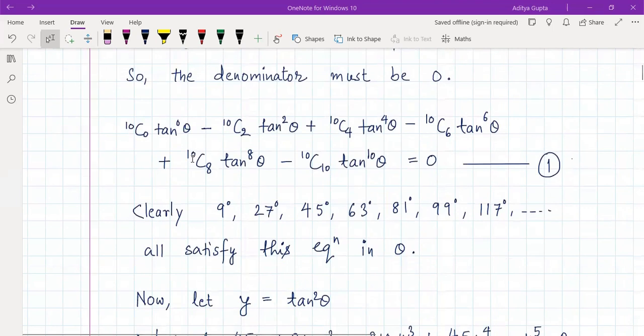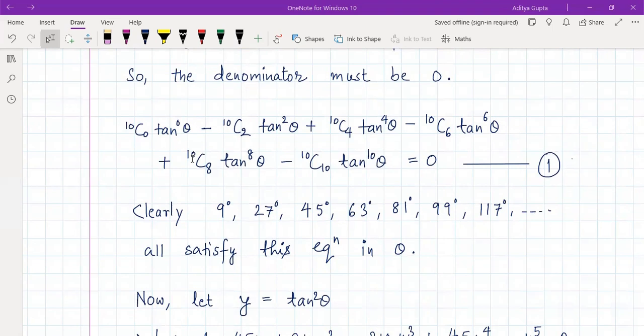Now clearly this equation will be satisfied by 9 degree because 9 into an odd number 1 gives us 9. 9 into an odd number 3 gives us 27. 9 into 5, 45. 9 into 7 is 63. 9 into 9 is 81. So all the odd multiples of 9 degrees we have written, and all these theta will satisfy the given equation number 1, right? Now what we have done is we have let tan square theta be y.